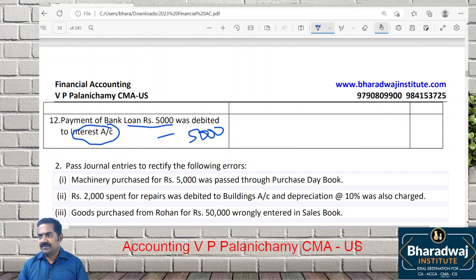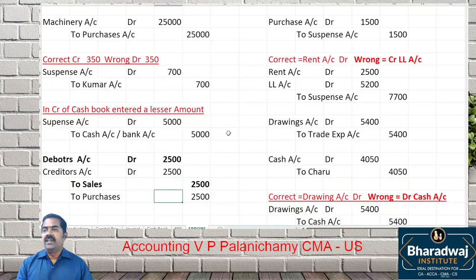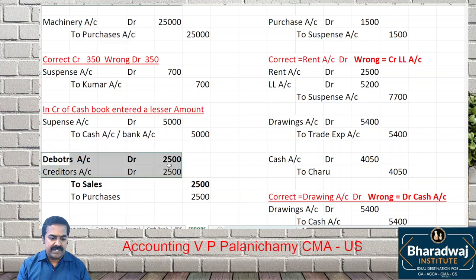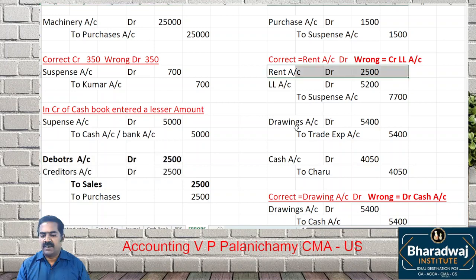Wait. Suppose in the same question, they tell that errors are rectified after final accounts, what would you do? Machinery account, in the place of purchases you will use what? P&L adjustment account. Entry number 2, will it change? No. 3? No. Debtors and creditors to sales and purchases. Instead of sales and purchases, you'll use what? P&L adjustment. Here P&L adjustment to suspense. Here P&L adjustment in the place of rent. Here in the place of trade expenses, you'll use what? P&L adjustment. Here no change.